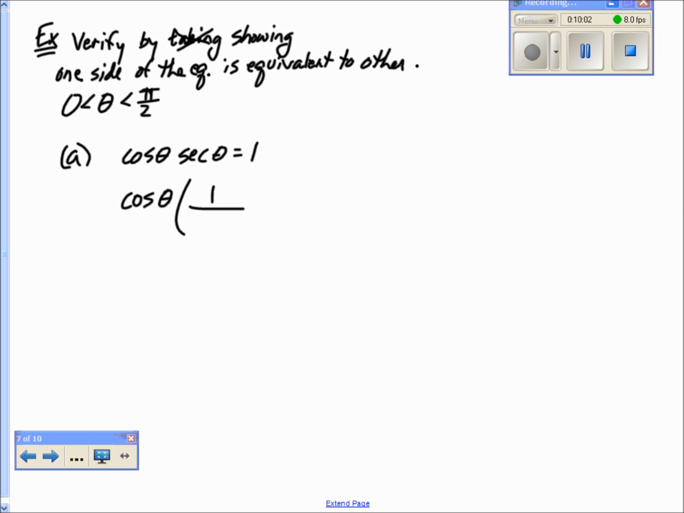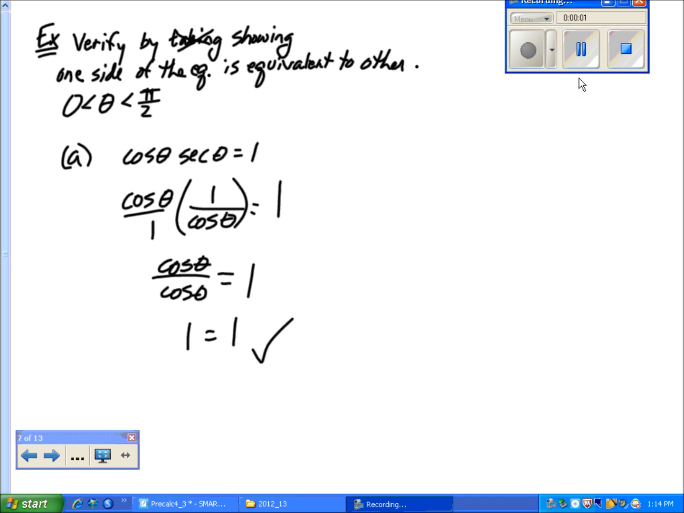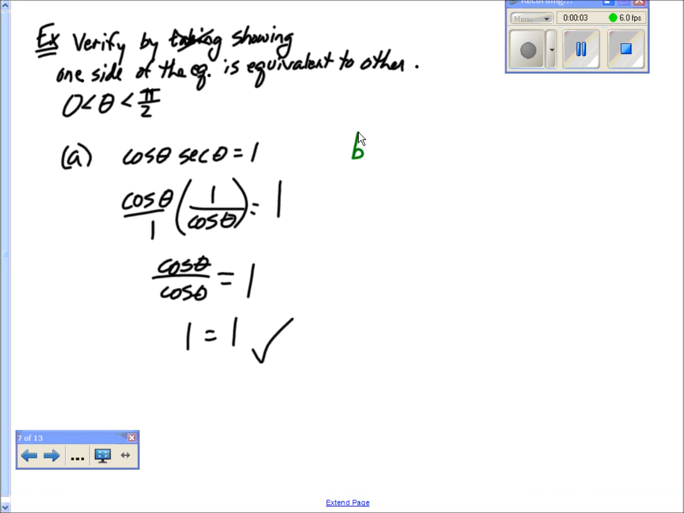Secant is 1 over cosine. And again, we're working this down. You see how you've got cosine, multiply numerators, over multiply denominators. Cosine over cosine? That's 1. That's what we were trying to show. It equaled 1 this whole time, right? So there's a verification.